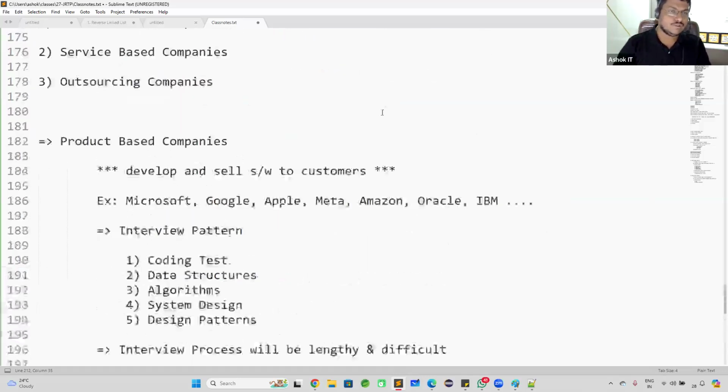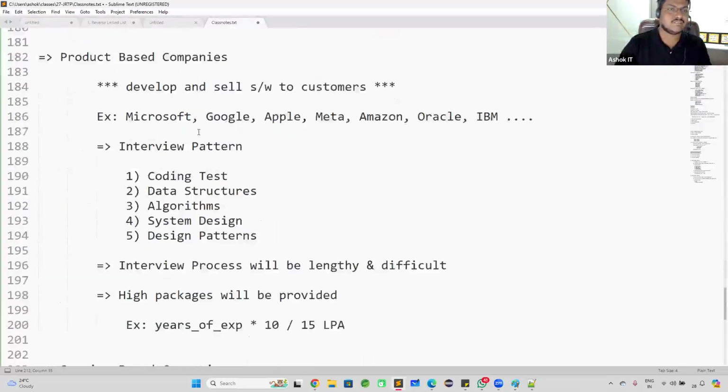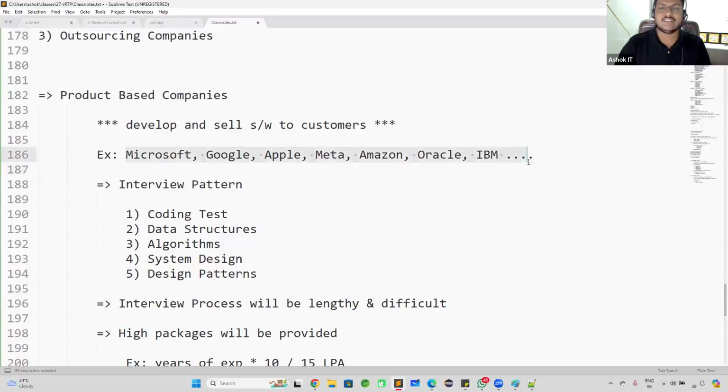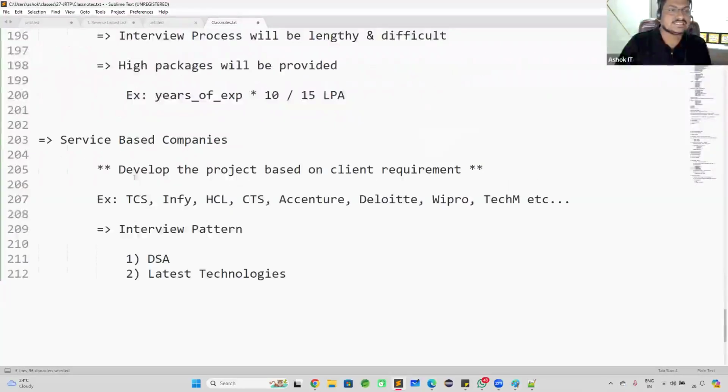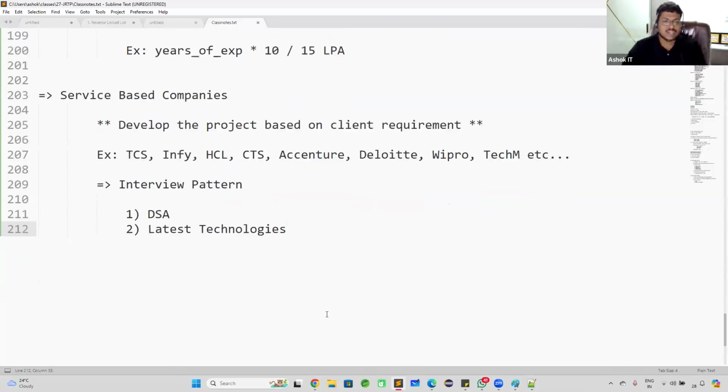Okay, when you go for product-based companies, they will not ask any question from Spring Boot, microservices and all. So the complete interview will happen on DSA only. But when you go for service-based companies, these companies should develop the project based on the client requirement, right? So that's why first they will check your coding skill by using DSA. Then they are going to ask some questions on the latest technologies.